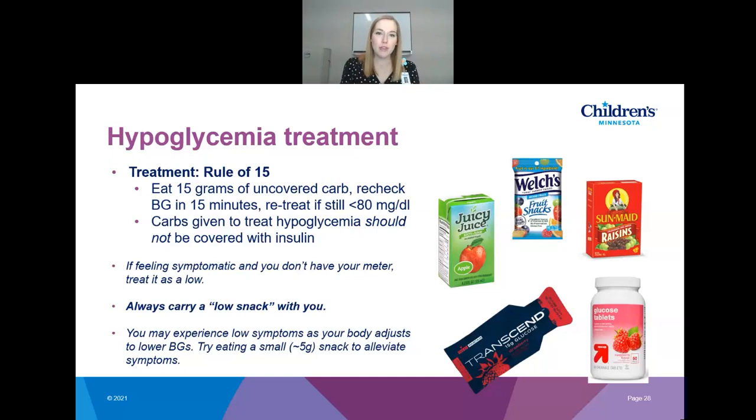I always recommend that we carry a low snack with you. I like to carry 2 with me at all times just in case, but always at least have 1 low snack with you because lows can come out of nowhere.